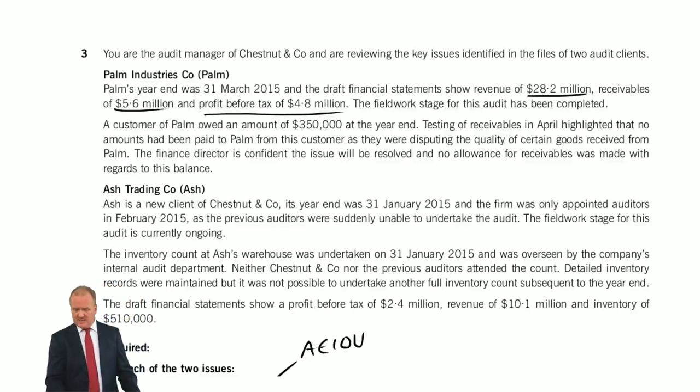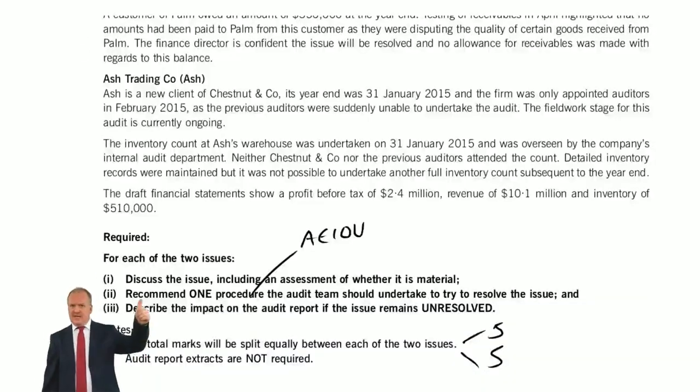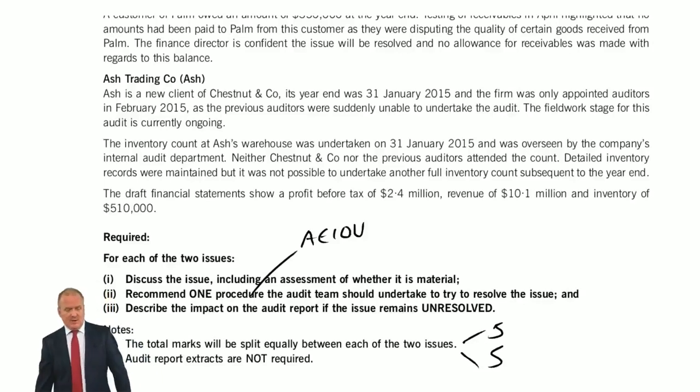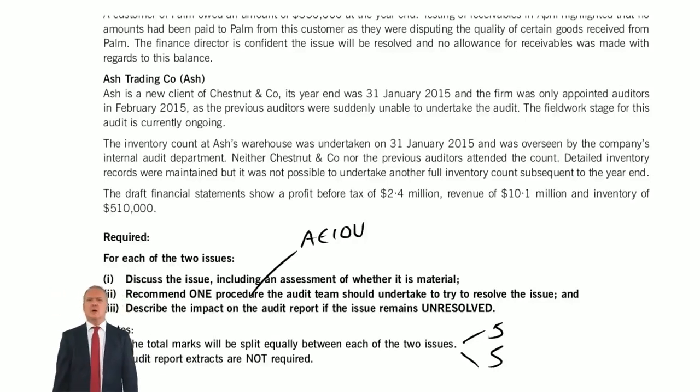And the second one is called ASH. Issues, materiality, 1 test, and impact on audit report if not dealt with. ASH is a new client of Chestnut. Its year end was 31st January 2015, and the firm was only appointed auditors in February 2015. We've been appointed after the year end, as the previous auditors were suddenly unable to undertake the audit. The fieldwork stage for this audit is currently ongoing.